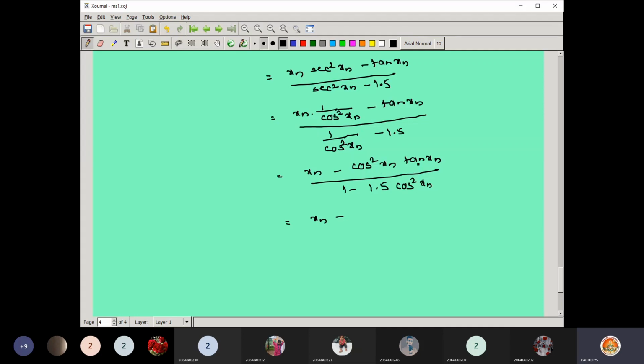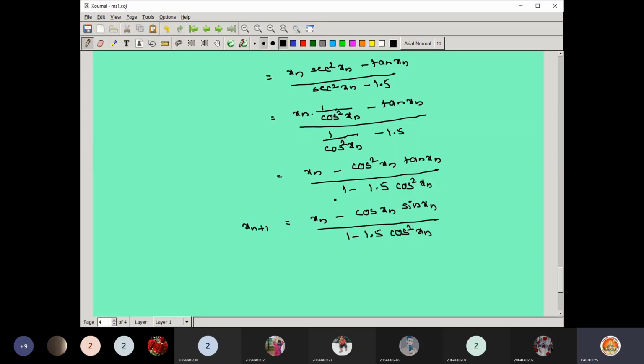Tan can be taken as sin by cos. You can cancel one cos value. So from cos xn, you will be having only sin xn. Total it is divided by 1 minus 1.5 cos square xn. So this is the simplification of your xn plus 1.